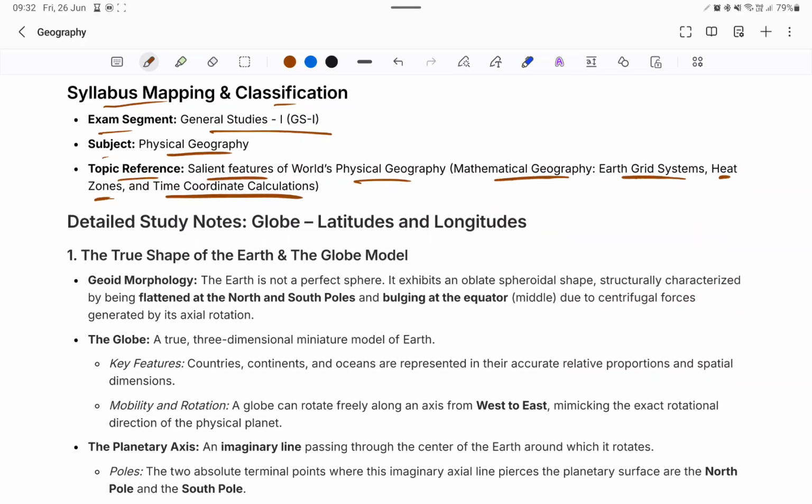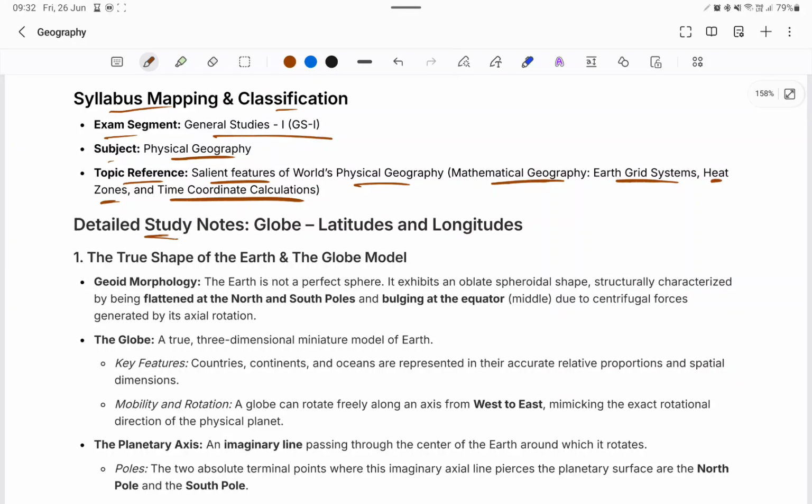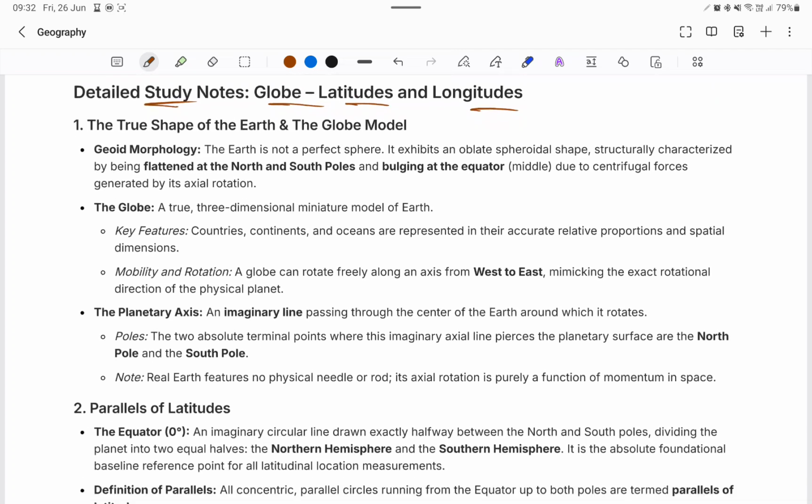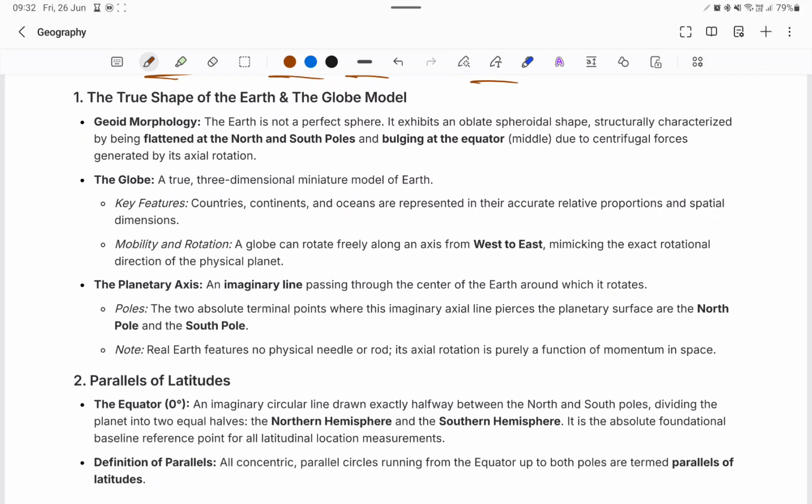So first thing, detailed study notes on globe, latitude and longitude. Three things here, like we have three things: globe, latitude and longitudes. First of all, the true shape of earth and the globe model. So geoid morphology. Okay, so the earth is not a perfect sphere. Definitely we know that earth is not a perfect sphere.